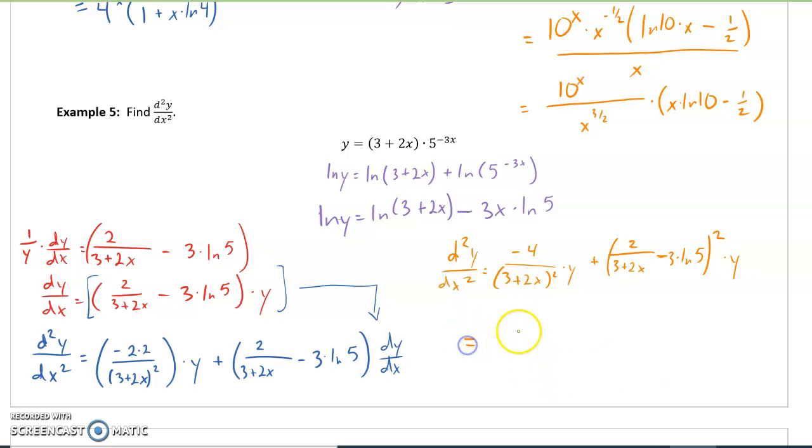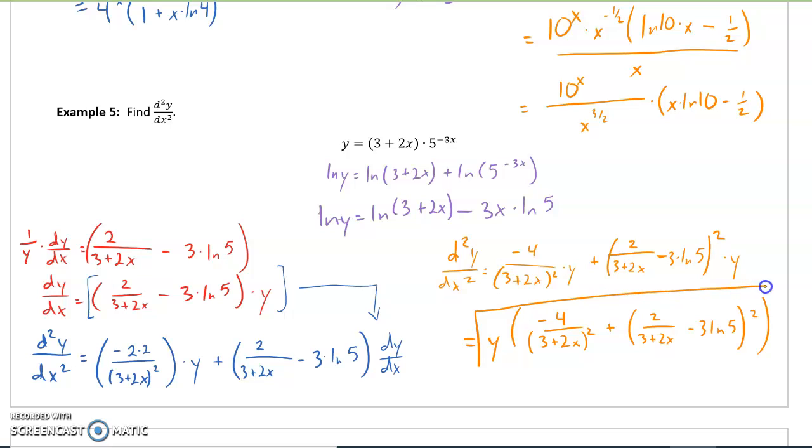All right, so this might be the most efficient way to do this problem. I'm not 100% sure, but I'll go ahead and factor out the y. And that's going to give us negative 4 over 3 plus 2x quantity squared, and then plus this whole thing squared: 2 over 3 plus 2x minus 3 natural log of 5, quantity squared. And if you want to substitute y back into here, that wouldn't at all be a bad thing to do. Or you can leave it like this. I like to leave it like this because it's a little more compact. Fun.